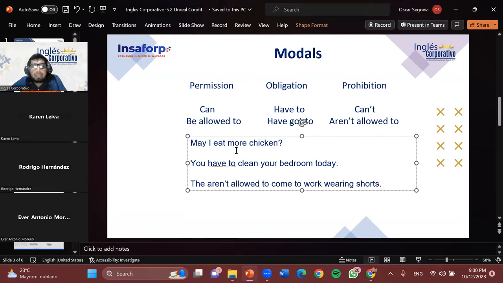Okay. Yeah, may I eat more chicken? That is a good sentence. You have got to clean, or you have to clean your room today. That is, you know, an obligation. You are given a rule. Oh, it was they. They aren't allowed to come to work wearing shorts. Great, very good. Now here, this one is the only one that doesn't sound as natural.